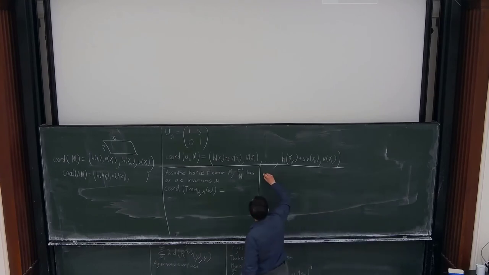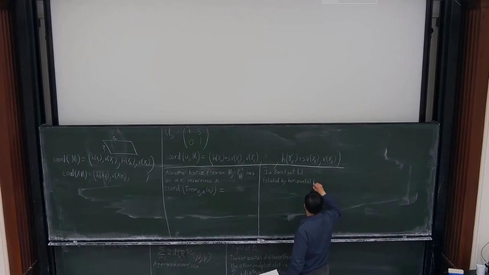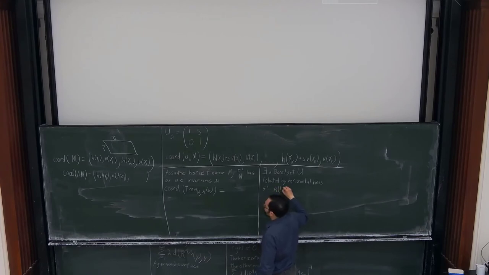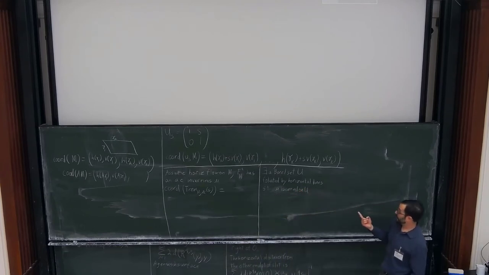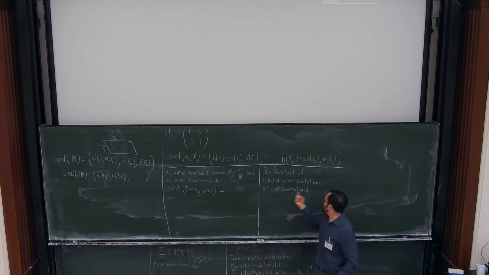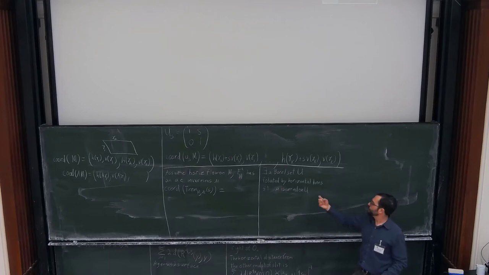Okay, so now the measure mu: there exists a Borel set U, foliated by horizontal lines, so that mu is carried on U, and the complement of U has zero mass for mu, and Lebesgue gives zero mass to U also.